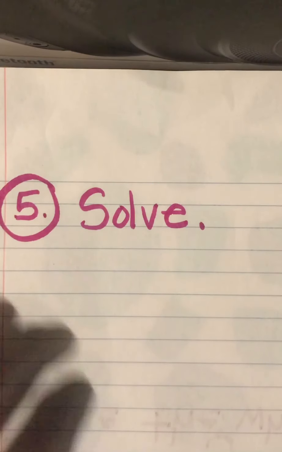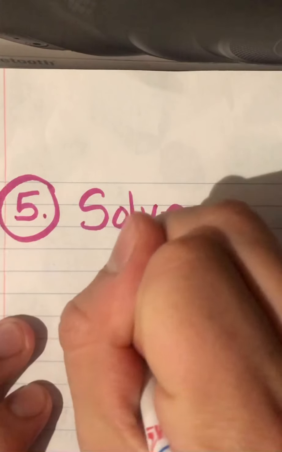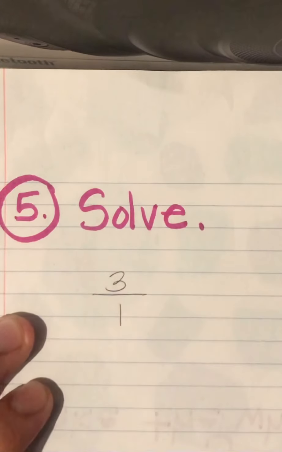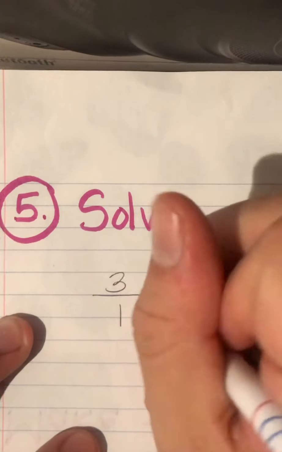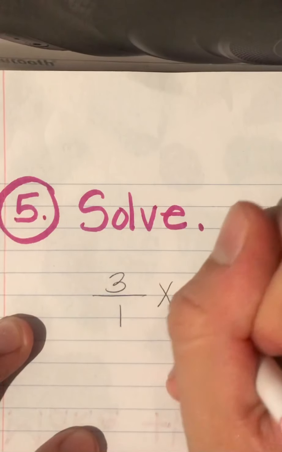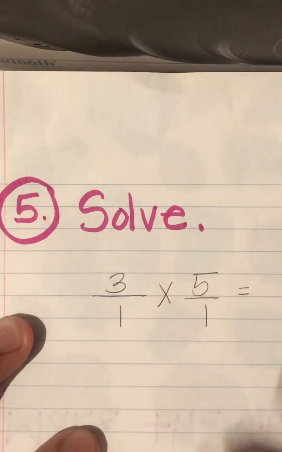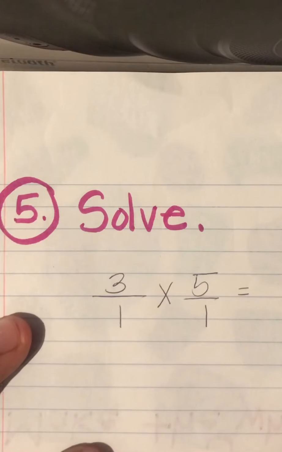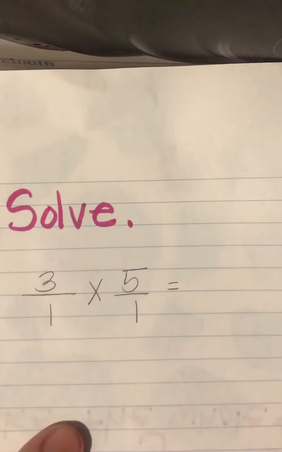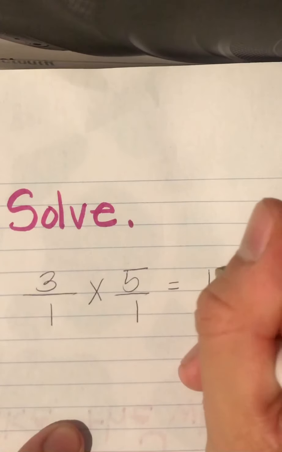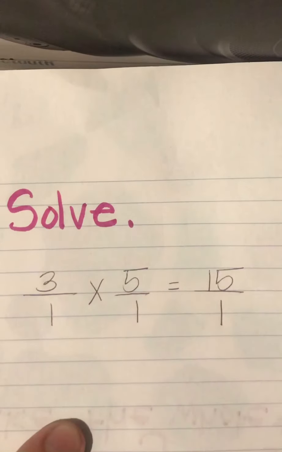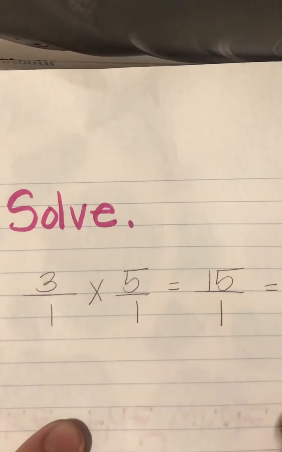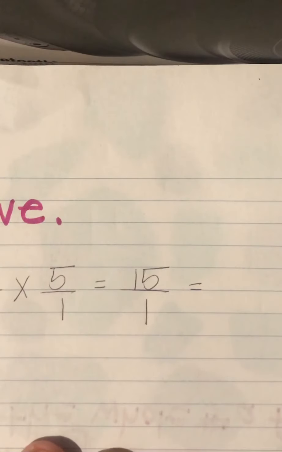When we're solving, what I'm basically doing now, remember, our first fraction was kept the same. My reciprocal is 5 over 1. I'm basically multiplying across horizontally. So 3 times 5 is 15. 1 times 1 is 1. And I know that any fraction that has a denominator of 1 can be written as a whole number. So 15 over 1 will be 15.